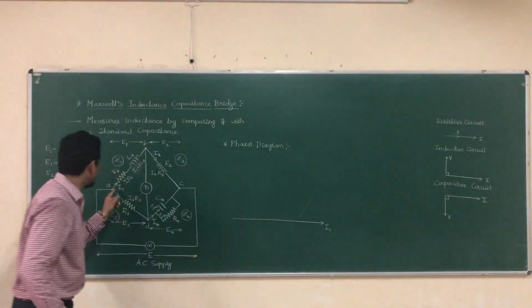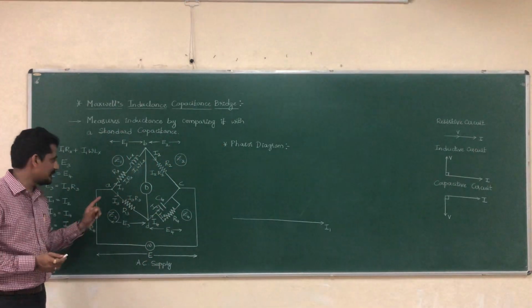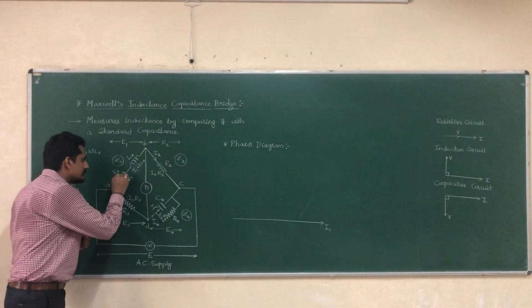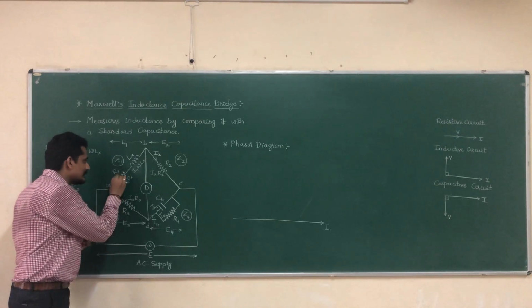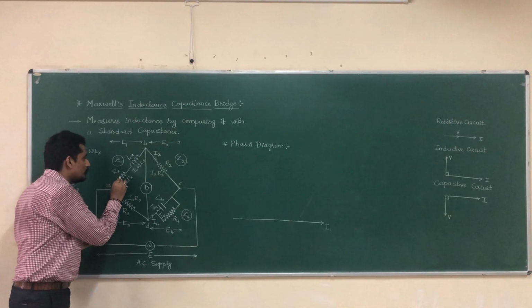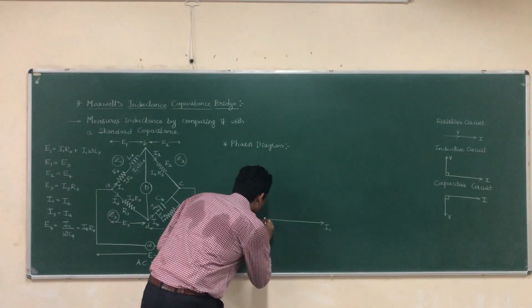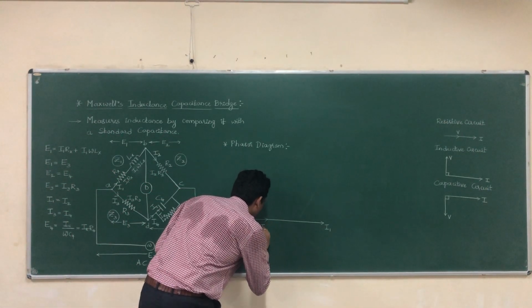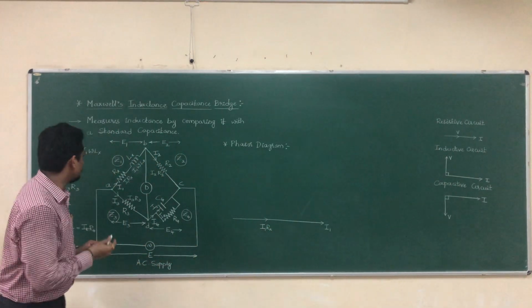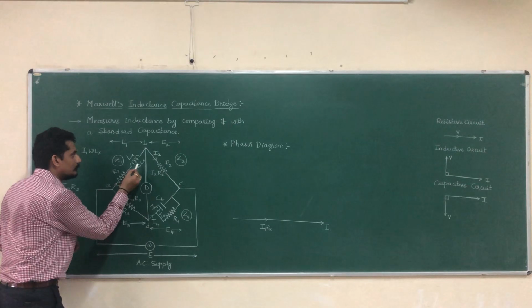This is current I1. I am keeping I1 as base. Now, what is the drop across this resistance? I1 Rx. This is a resistive load, so voltage and current will be in phase. That is, this will be I1 Rx. Now next, moving to this I1 omega Lx.